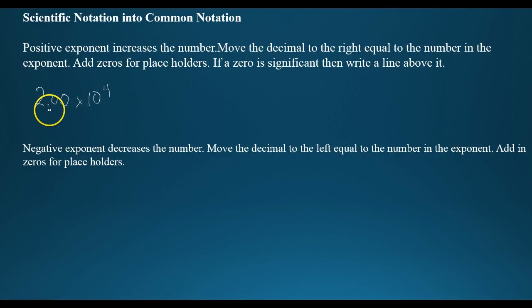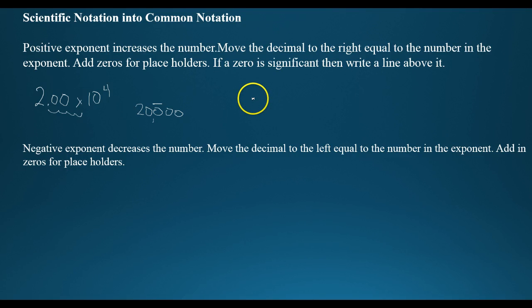So we're going to move that decimal to the right equal to the number in the exponent. So we're going to move it 1, 2, 3, 4 places. We have to add two zeros. So we would have 2, 0, 0, 0, 0, and we need to show that we have three significant figures. So putting a line on top of that second zero will show us that every digit up to and including the zero with the bar above it is significant. And so our answer is 20,000 with that line above the zero.